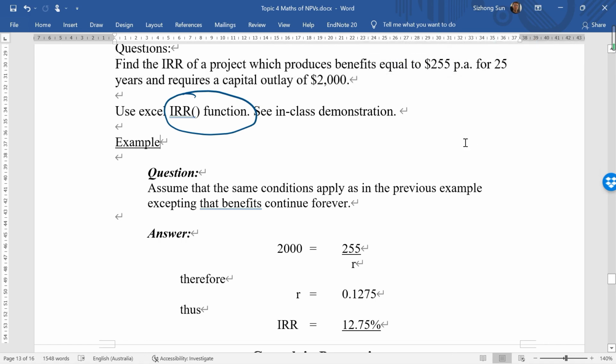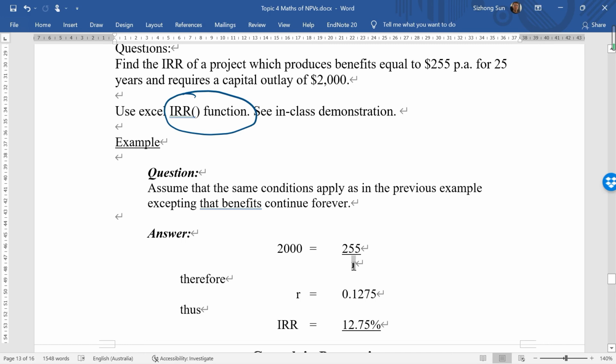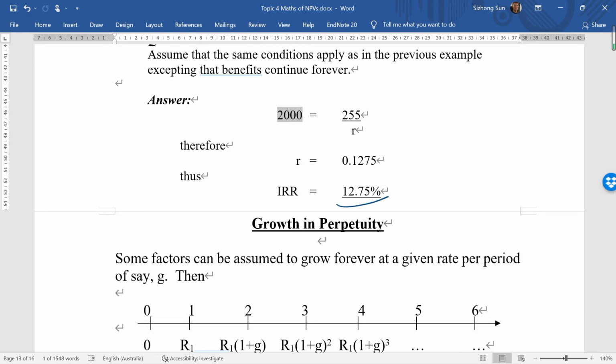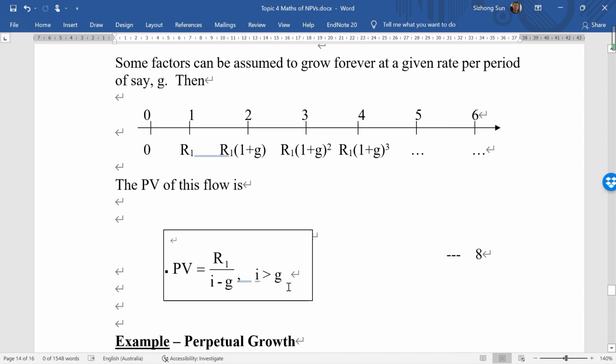This project produces a benefit equal to $255 per annum forever, and it requires a capital outlay of $2,000. So we want the present value of this perpetuity to be equal to $2,000. So 255 divided by R is equal to 2,000. So we get 12.75% as the IRR. Okay, this is a growing perpetuity. We get the present value of this.